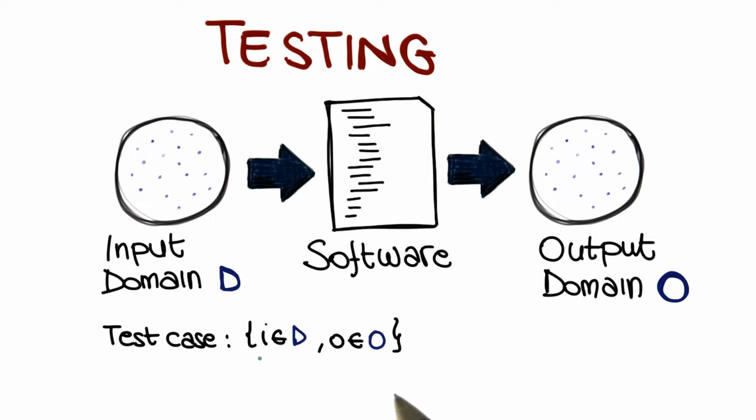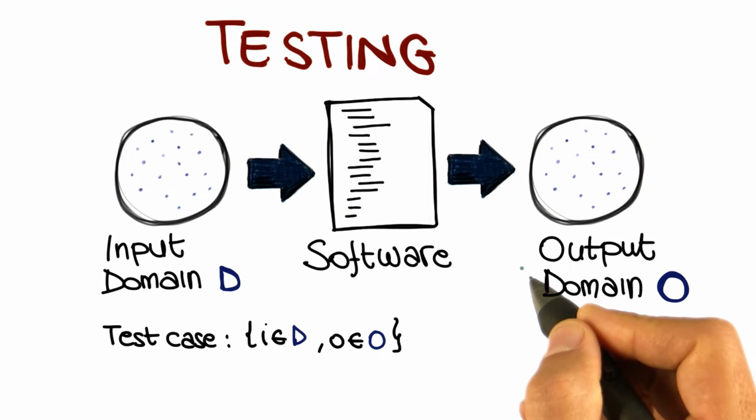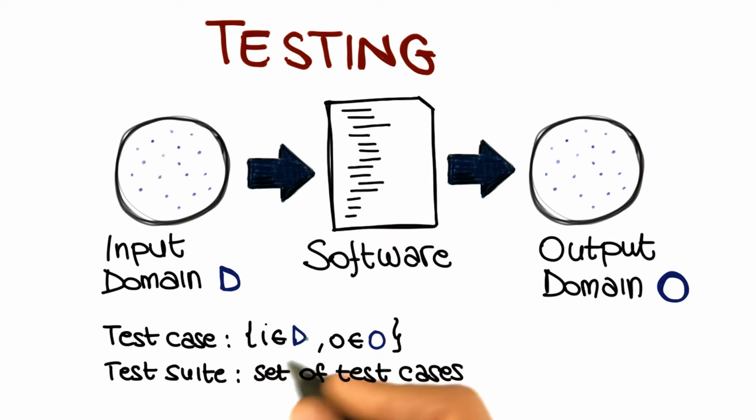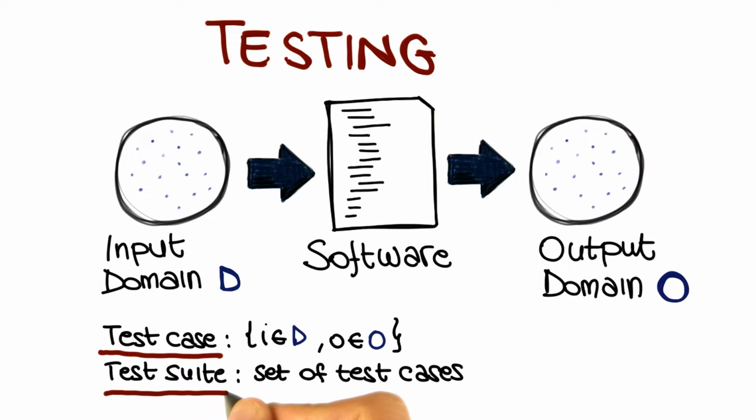A test case is a pair that consists of an input I from the input domain D, and an expected output O from the output domain. And O is the element in the output domain that the correct software will produce when run against I. We can also define the concept of test suite, which is a set of test cases. And we're going to use these 2 concepts of test case and test suite quite a bit in the rest of the lessons.